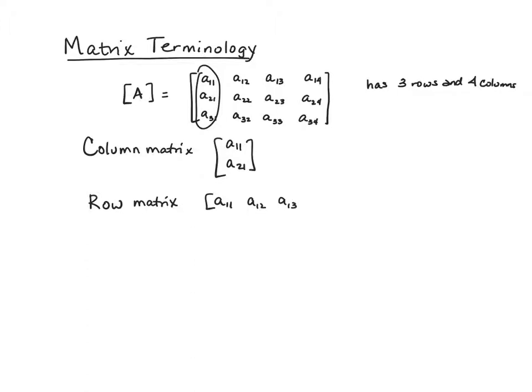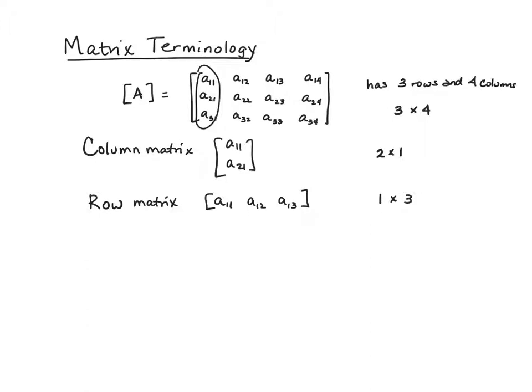Now, we talk about these things as a number by another number. In this first example, A is 3 rows and 4 columns, and we call it a 3 by 4 matrix. This column matrix, therefore, is 2 rows and 1 column, and this row matrix is 1 row with 3 columns.